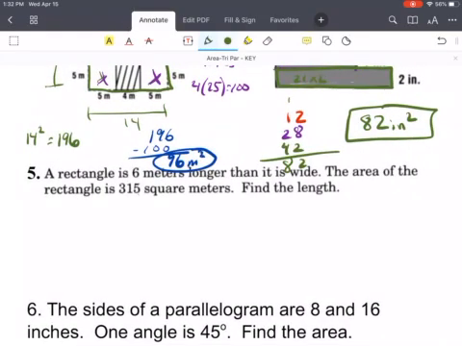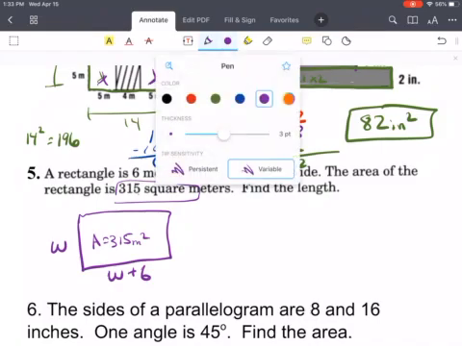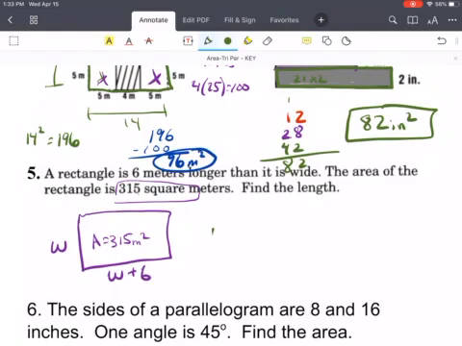For the next one, we actually have to find the dimensions, and we are given the fact that it's a rectangle. So the rectangle has an area of 315, and it says its length is 6 meters longer than it is wide. So we have a width we don't know, and the length is 6 more than that width. Remembering how to find area, we're given the area, but we need to set up the equation now. We have the base times the height is equal to my area of 315.